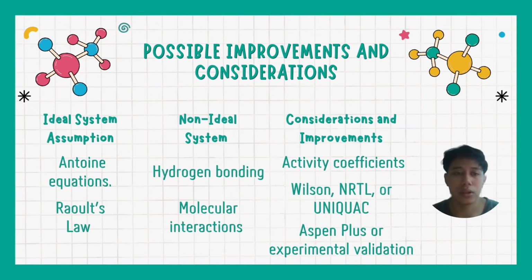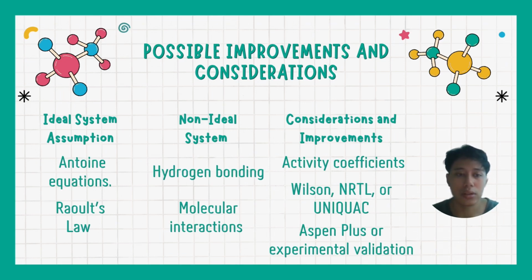For the possible improvements and considerations, for this assignment, we assume ideal behavior using Raoult's law and Antoine equations to estimate vapor-liquid equilibrium. Under this assumption, interactions between all molecular species are considered equal, and no deviations from ideality are expected. This simplifies and allows straightforward calculations.